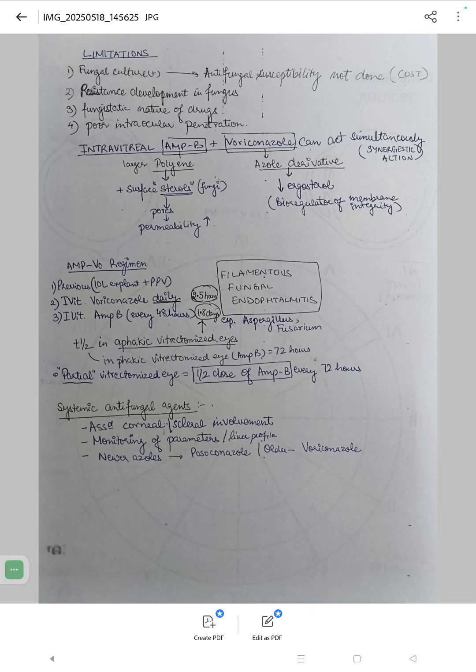When are systemic antifungal agents to be used? Systemic antifungal agents are to be used when there is associated corneal and scleral involvement. Monitoring of the parameters or the level profile has to be done when using systemic antifungals, especially monthly SGOT and PT. The newer azoles, that is posaconazole, or the older voriconazole, can be considered systemically.